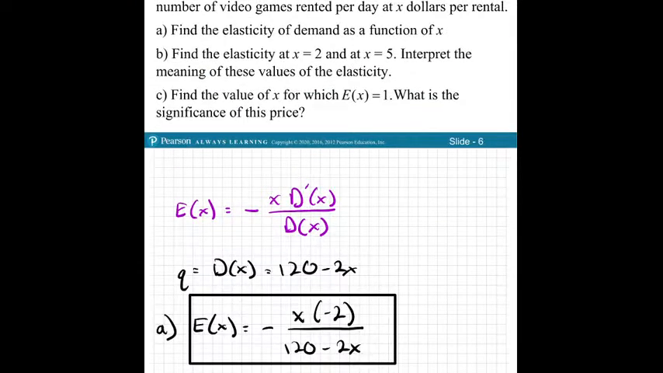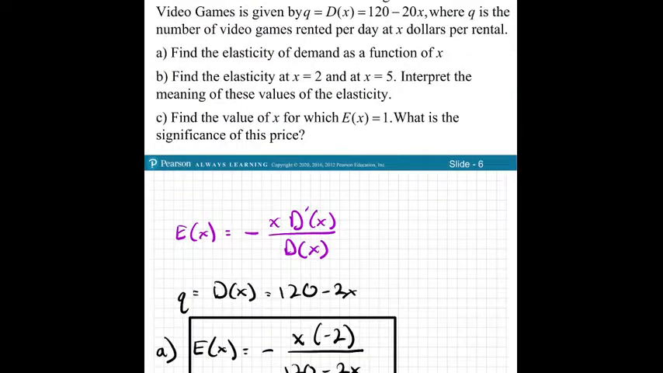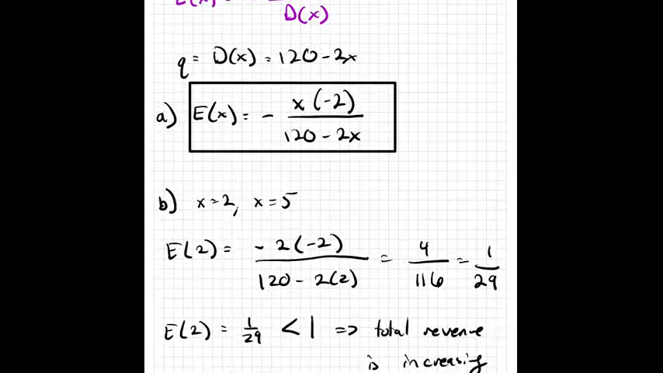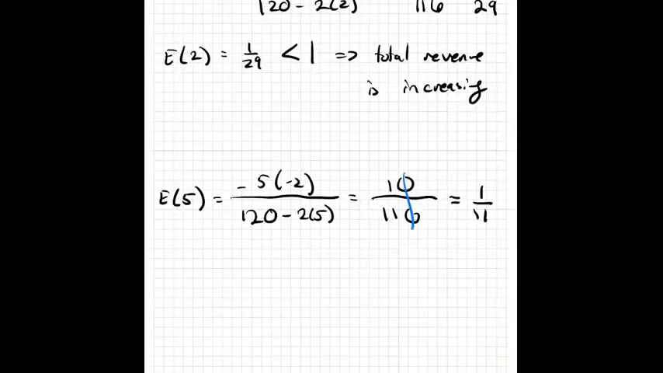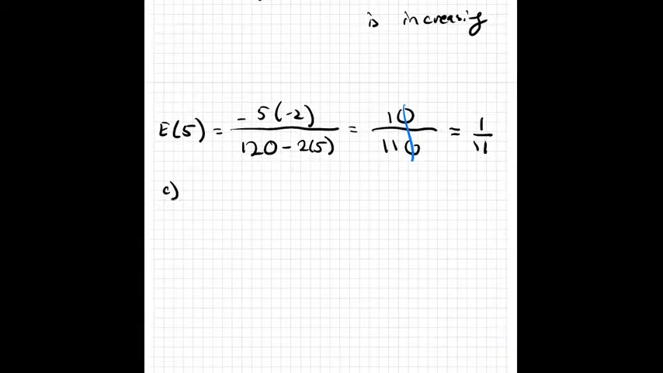Find the value for which the elasticity of demand equals 1. And then what's the significance of this price? Okay, let's put C. So we want to solve the equation, when is the elasticity of demand equal to 1? So then we're going to have, on top is basically going to be 2x. On bottom, we're going to have 120 minus 2x under 2x. I think that's okay. We want to solve when that's equal to 1, right?